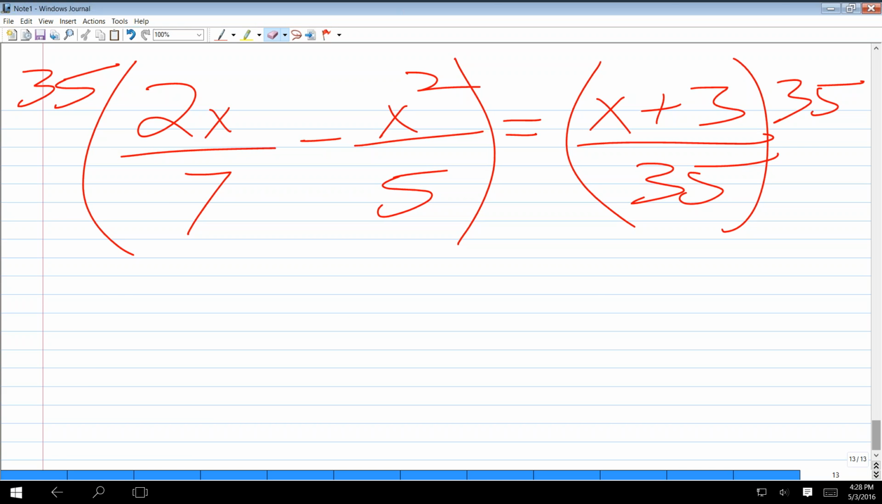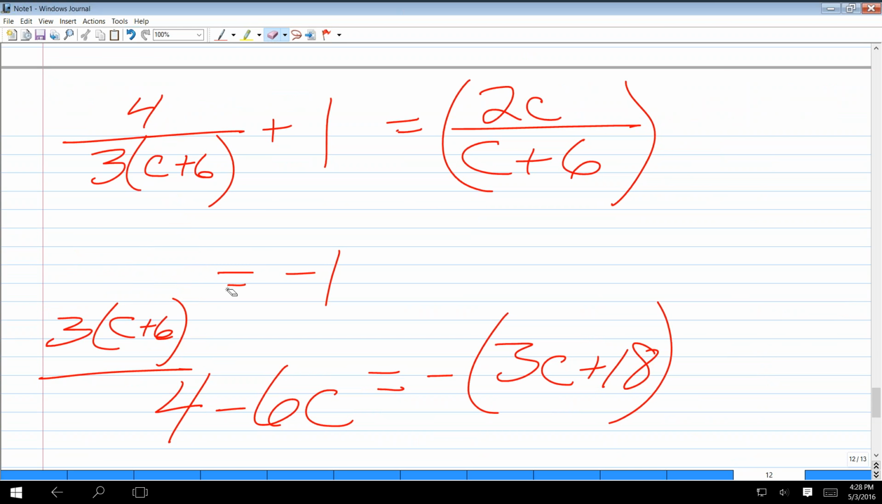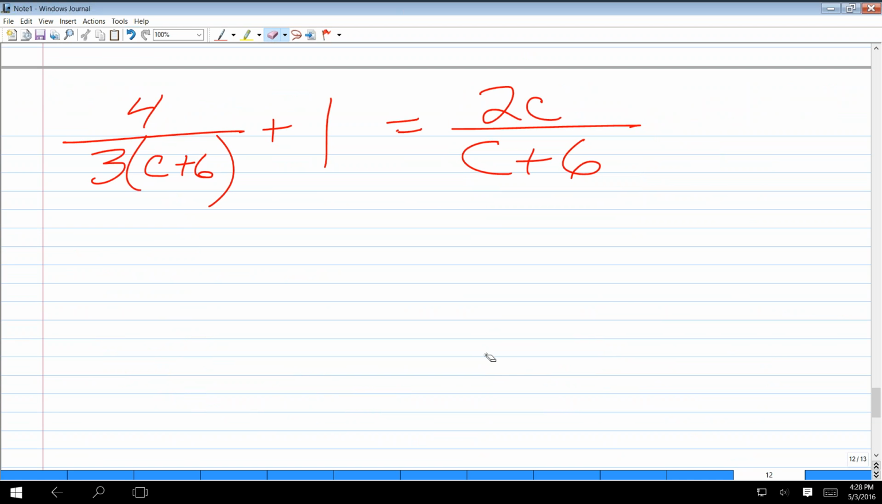But in the previous problem, notice what the least one was. This problem's a little harder because I have to realize what the least, I don't even want to call it a common denominator because I'm not actually going to add anything. What I want to do is find something that I can multiply both sides by that is divisible by that and divisible by that. And the only thing that is, is 3 times c plus 6.